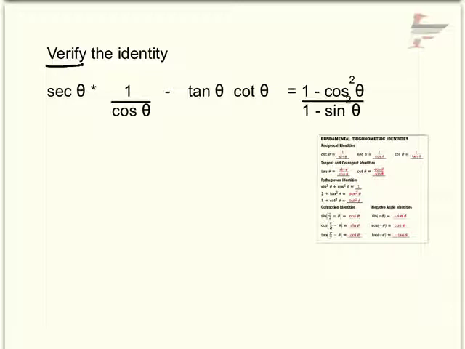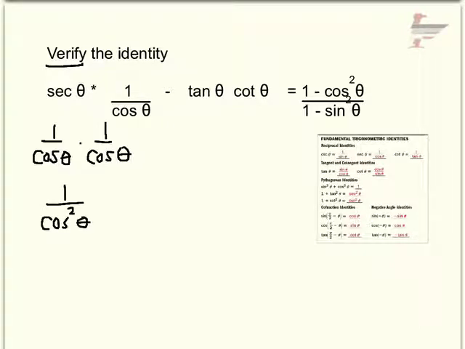So I see lots of inverse functions or reciprocal functions here, so I'm going to change secant to 1 over cosine first. So that's 1 over cosine theta times 1 over cosine theta. And of course that's 1 over cosine squared theta. And then tangent theta is sine over cosine. Cotangent theta is cosine over sine. And I'm sure you can see what's going to happen already, but I'll write it out.